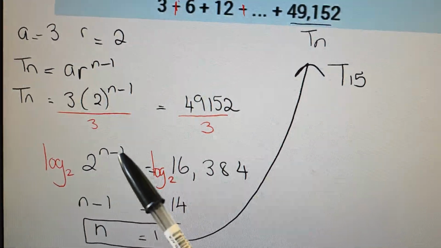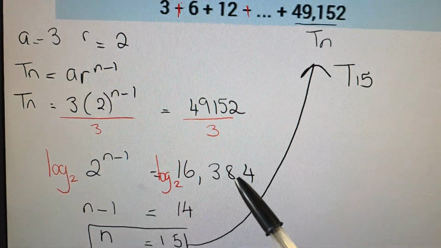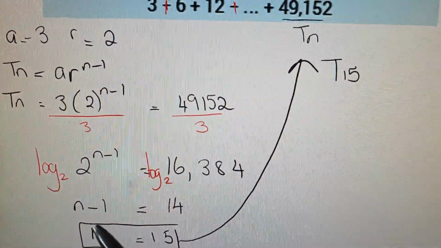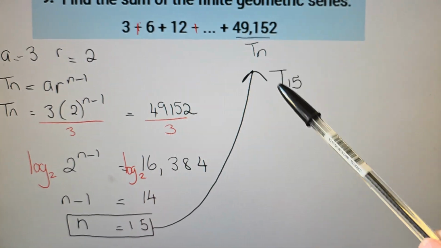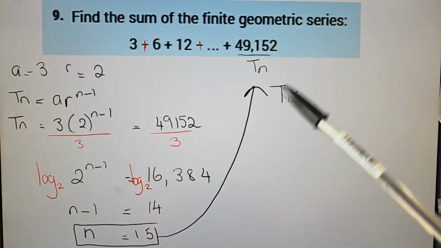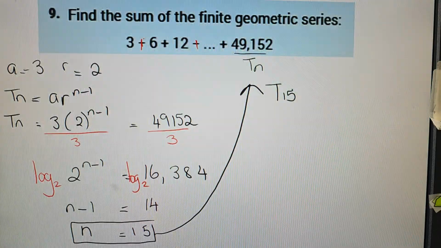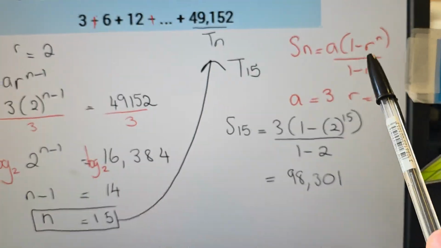Log base 2 of 2 to the power of n minus 1 will just leave you with n minus 1. And log base 2 of 16,384 will give you 14. Bring over the minus 1 and add it on and you get 15. That now tells me that term 15 was 49,152. So I now know there are 15 terms in that sequence, and they said find the sum of that series. So that means find the sum of the 15 terms. So S of 15 is what we're getting next.